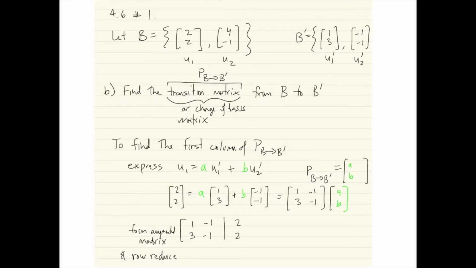Let's do an example. Suppose our first basis B consists of these vectors (2, 2) and (4, -1). Those are called u1 and u2 in this example. And let B prime, our new basis, be given by these two vectors. We want to find the transition matrix, or the change of basis matrix, from B to B prime. So what we do is we take the first vector of our old basis and express it as a linear combination of the vectors in the new basis.